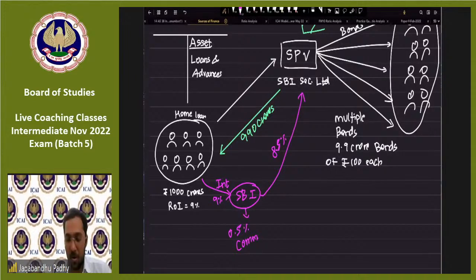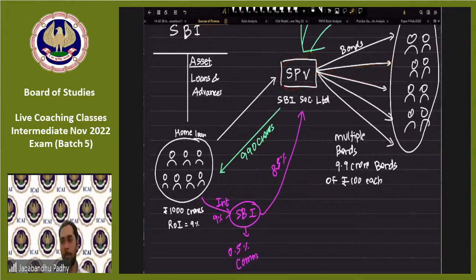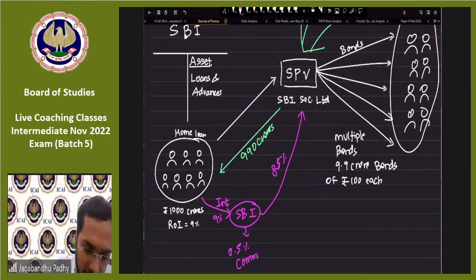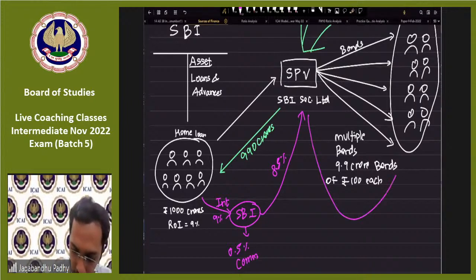Now tell me how much SPV will pay interest on its bond? What is the interest that SPV will pay on its bonds to the public? To the public. SPV will pay probably half, and in between SPV will earn 1% as the margin. 1% as a margin.